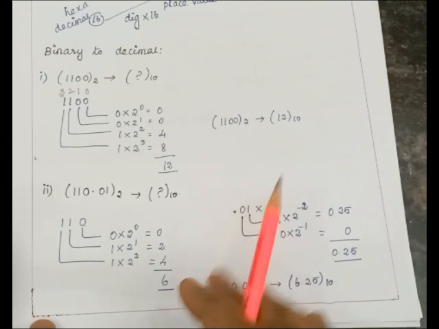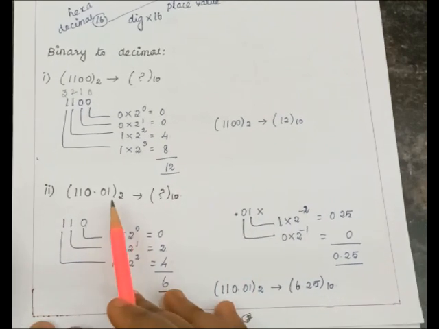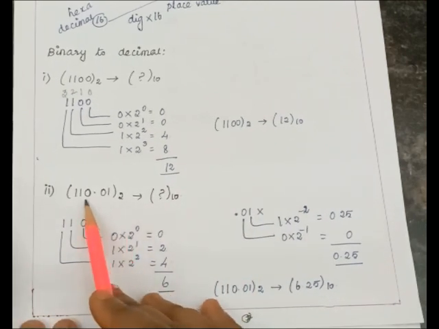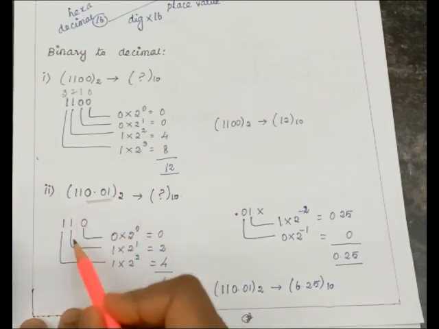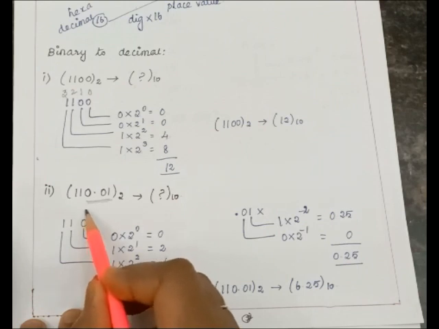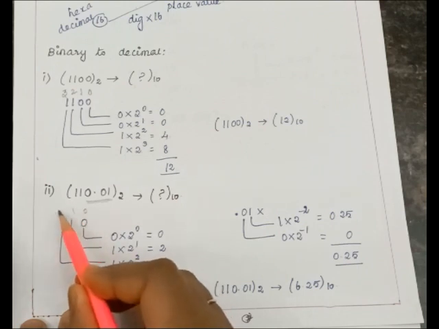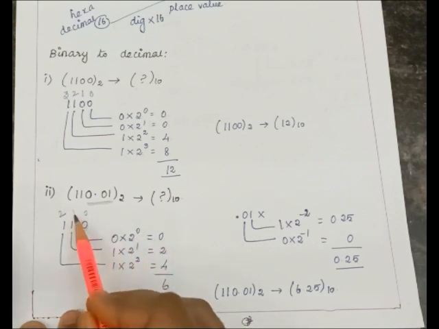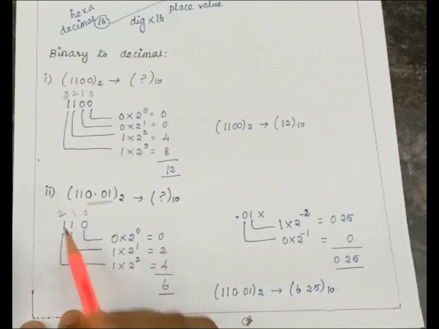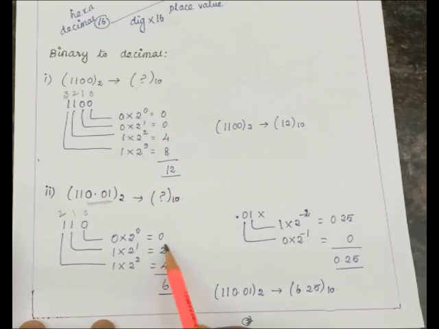So the next problem is 110.01, which is given with a fractional point. 110 can be calculated as it is: for the 0 the place value will be 0, for this 1 the place value is 1, and for this 1 the place value will be 2. So 0 is multiplied with 2 power 0 equal to 0, 1 into 2 power 1 equal to 2, and this 1 is multiplied with 2 power 2 equal to 4. Adding all those values we get 6.